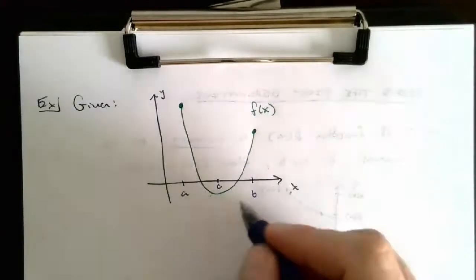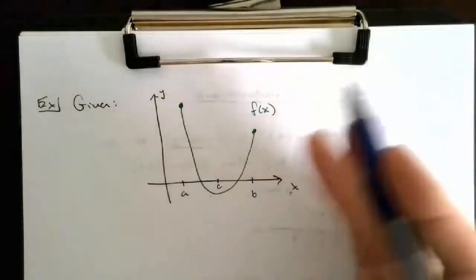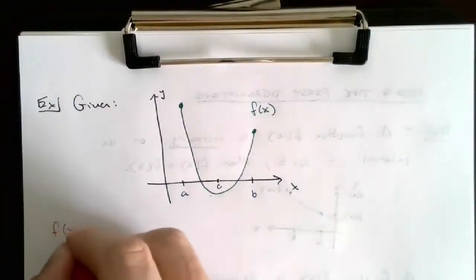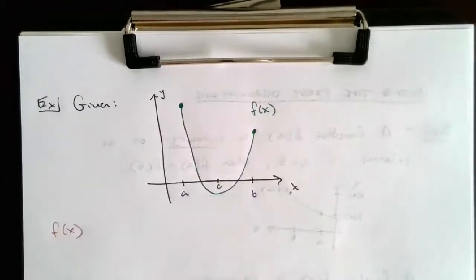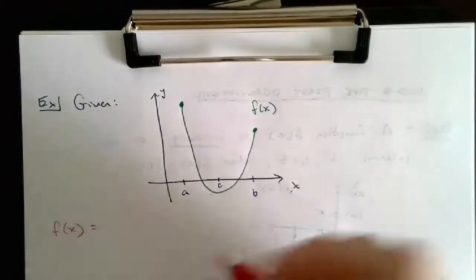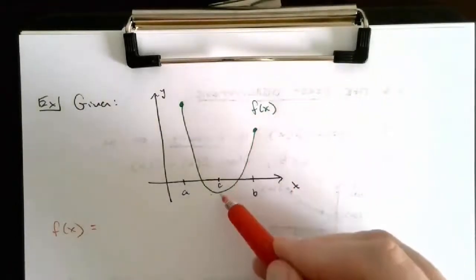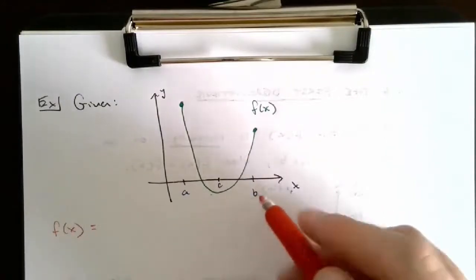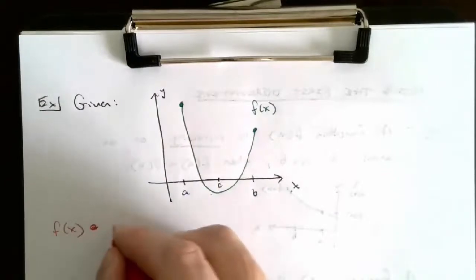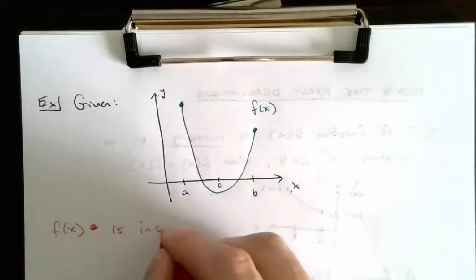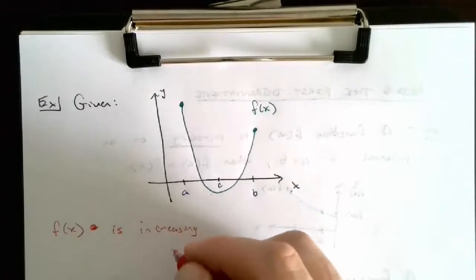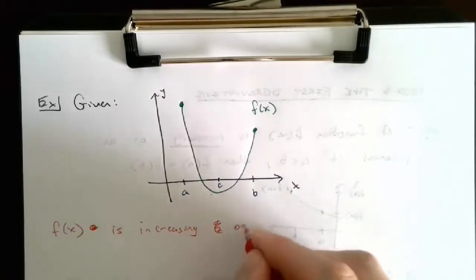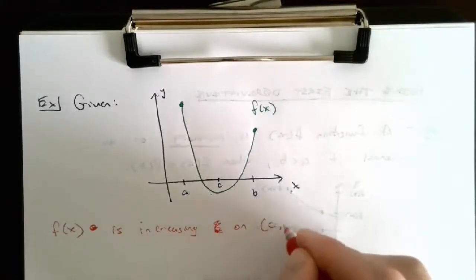If you notice, looking at this, where is this increasing and where is this decreasing is really what the question is going to be. So f of x, the original function, where is this function increasing? Where is it moving upward from left to right? It's increasing from wherever C is all the way over here. So we're talking about the x values where this happens. So f of x is increasing on the interval from C to B.